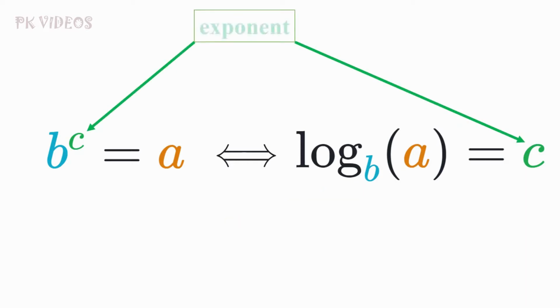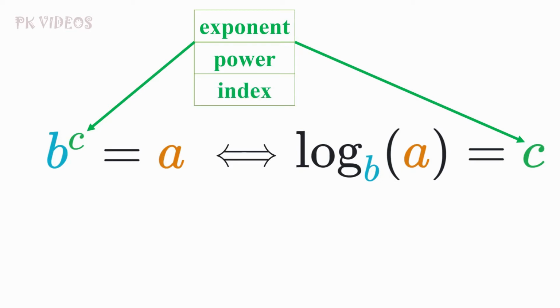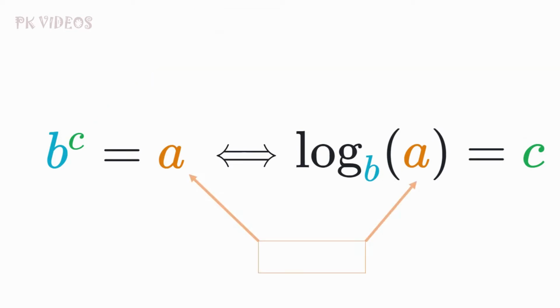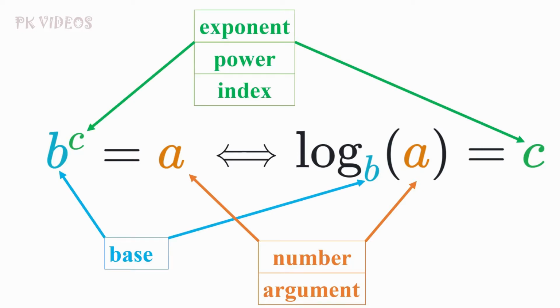The c here is the exponent, and this exponent is also sometimes called the power or also the index. So it has 3 names. And this a is the number that we are dealing with, or we call it the argument. So here it is: base, exponent and the argument.